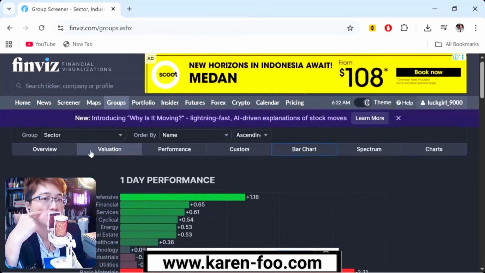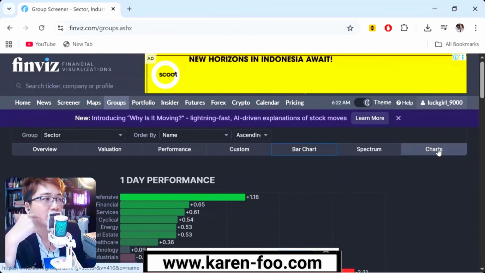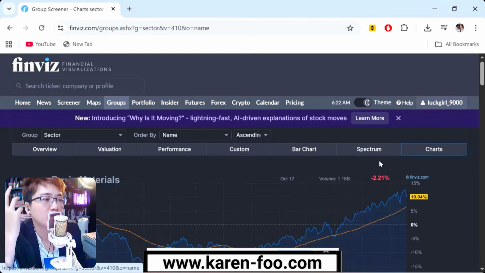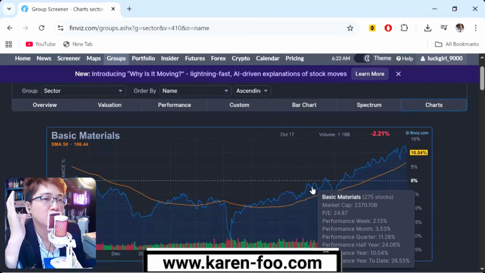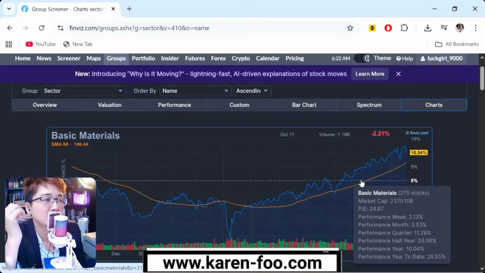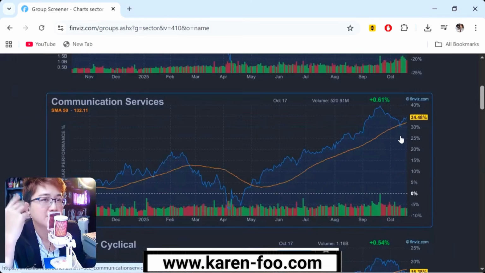Okay, so what you gotta do is that you can come up here and then click on charts, and what's gonna happen is that it's gonna show you, oh, basic material sector is on an uptrend. You don't want that sector to be way below this orange line, especially when it comes to the 200 SMA, which is the long-term MA.